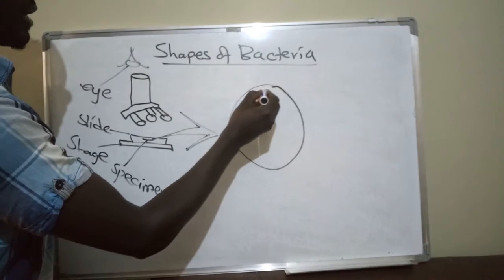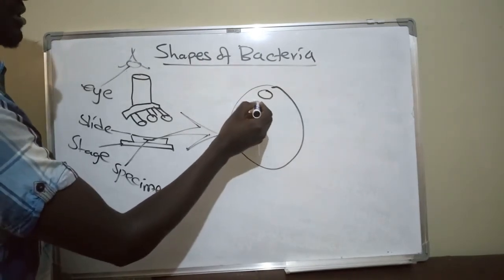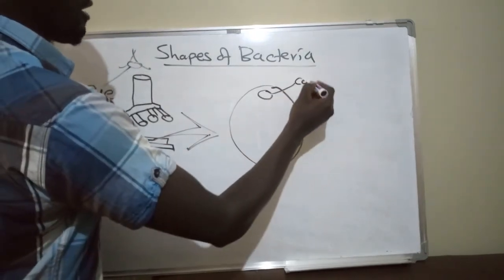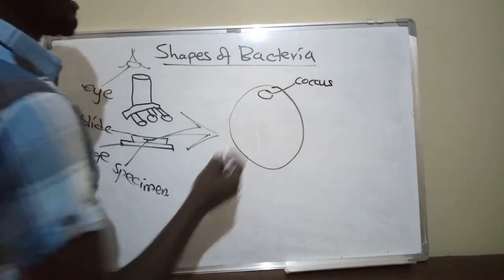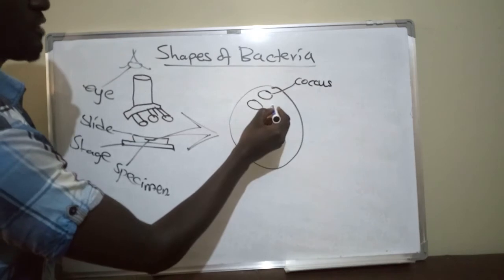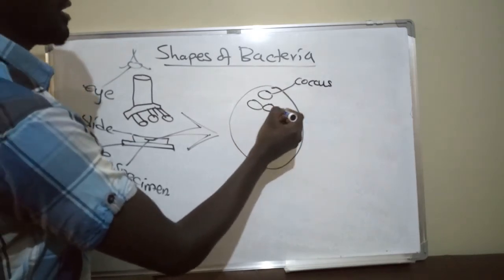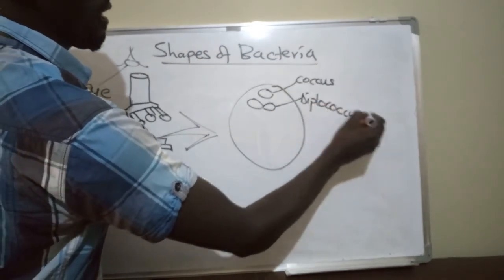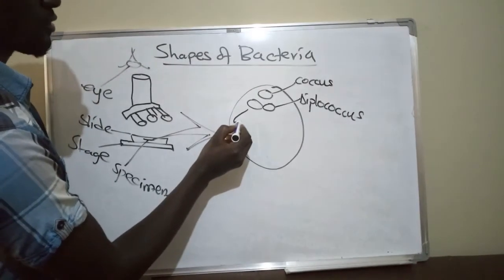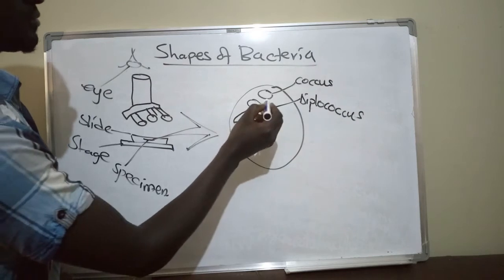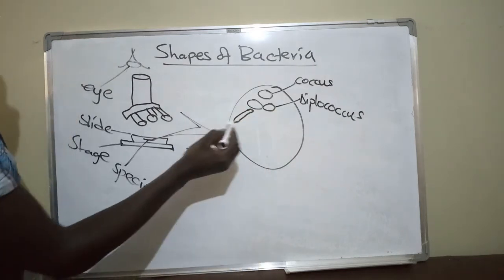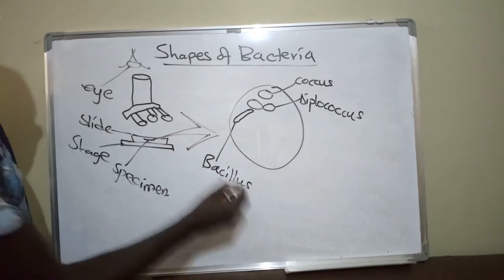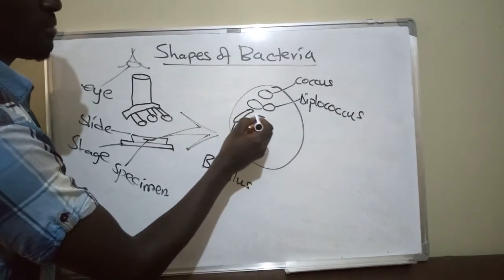Some are likely to appear as singles, that is spherical singles. That one we call coccus. If there are two of them, that is diplococcus. It can be one rod shaped, that is bacillus. If there are two, that is diplobacillus.